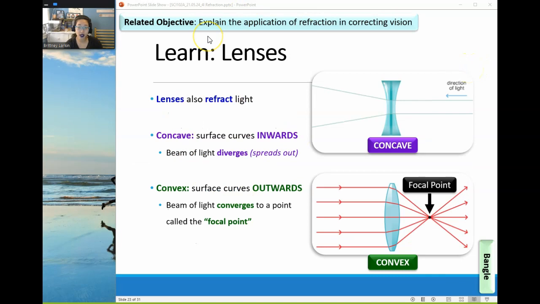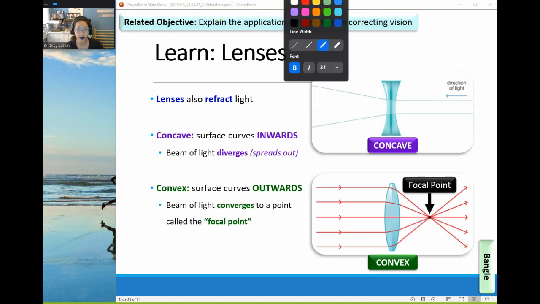All right, so let's go ahead and talk a little bit about our last application here, which is lenses. So a lens, like in your glasses or in a contact, these ones also refract light. And we can actually take advantage of this to help correct vision. So let's go ahead and talk a little bit about the 2 different types of lenses.